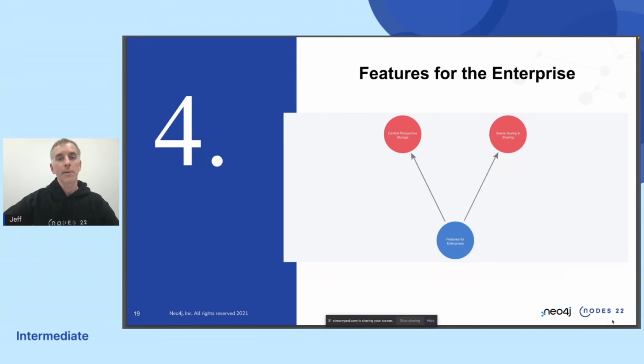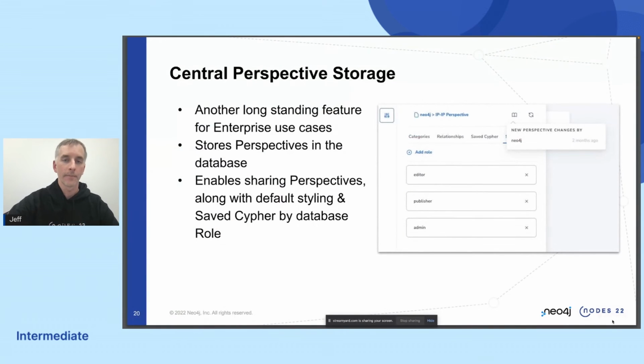And finally, I'll talk about a couple of features for the enterprise. So for our enterprise users who have the Bloom Server plugin, we offer central perspective storage and scene saving and sharing. Central perspective storage has been around for quite some time, and scene saving and sharing came with Bloom 2.0 in December of last year.